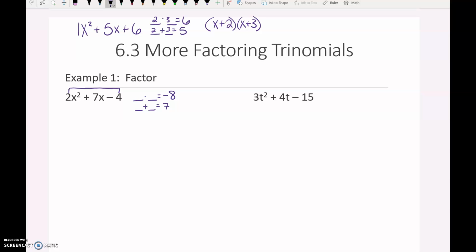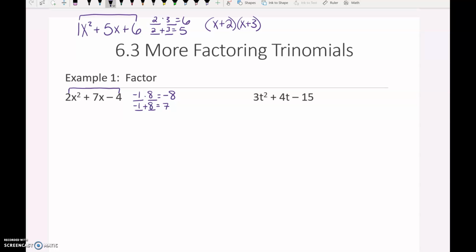It's just yesterday it was 1 times 6, which didn't change the 6, so we didn't worry about thinking about it. But really, you always have to multiply your A value, the first number, with your C value, the last number. That's what you're multiplying to get, and then you're adding up to the middle number. So once we do this, we find that it is -1 and 8.